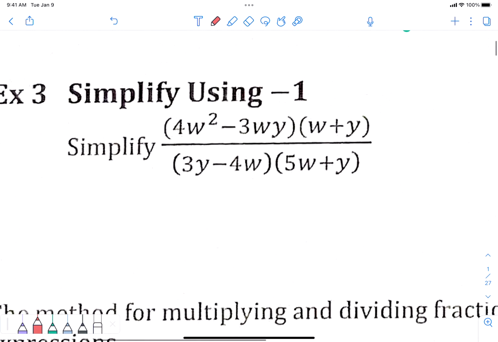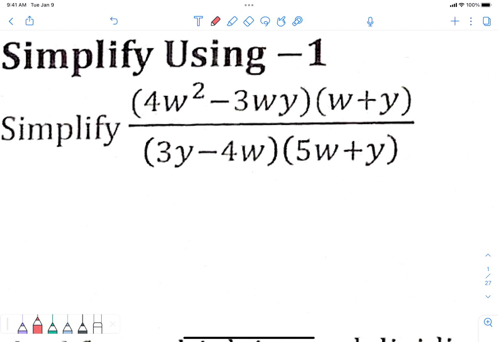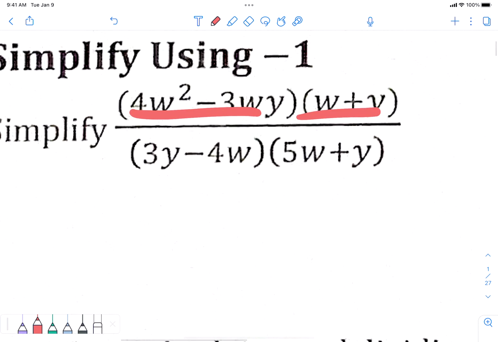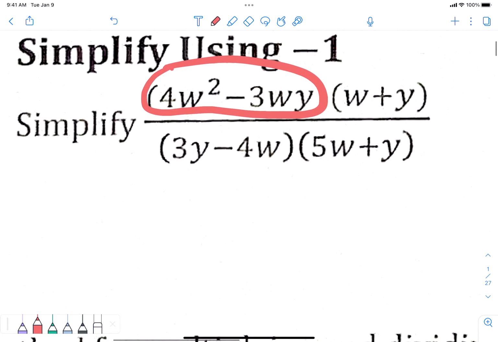All right, so let's go to example 3. There is one little tricky thing to this example, so pay attention. How many groups or chunks do we have on the top right now? 2, right? This bubble and this bubble. How many chunks on the bottom? 2. Let's deal with this first chunk. We just go chunk by chunk. Is there anything I can do with that chunk? No, I don't think so.